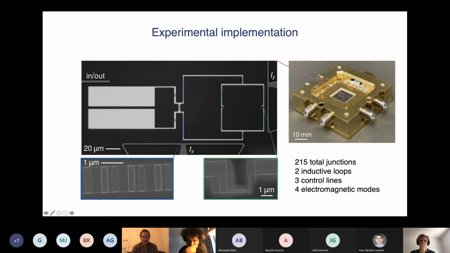So basically, it's got 4 modes. There are 3 modes for the circuit and 1 mode for the readout. There are 2 flux lines and 1 RF drive. So it's not the most complicated circuit ever, but it's getting there.